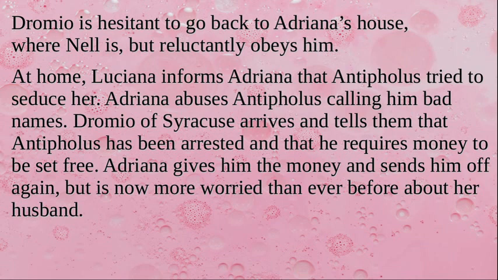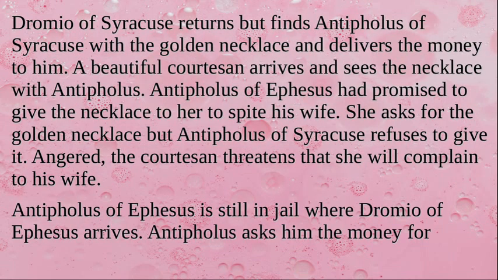Romeo of Syracuse returns but finds Antipholus of Syracuse with the golden necklace and delivers the money to him. A beautiful courtesan arrives and sees the necklace with Antipholus. Antipholus of Ephesus had promised to give the necklace to her to spite his wife. She asks for the golden necklace, but Antipholus of Syracuse refuses to give it. Angered, the courtesan threatens that she will complain to his wife.